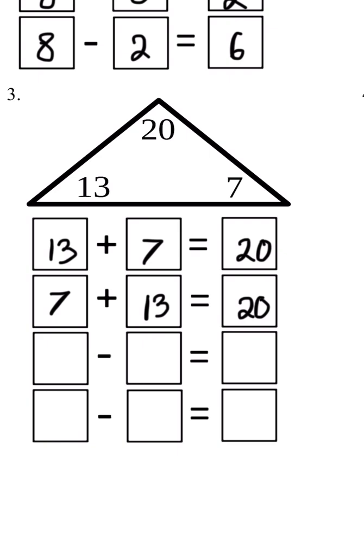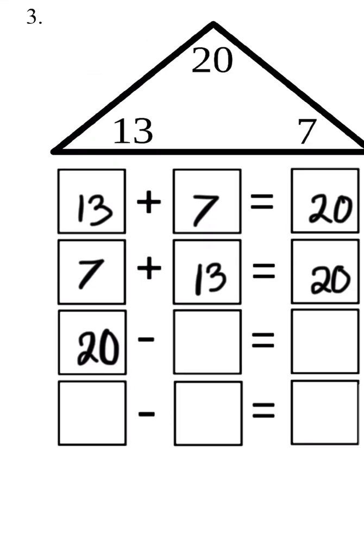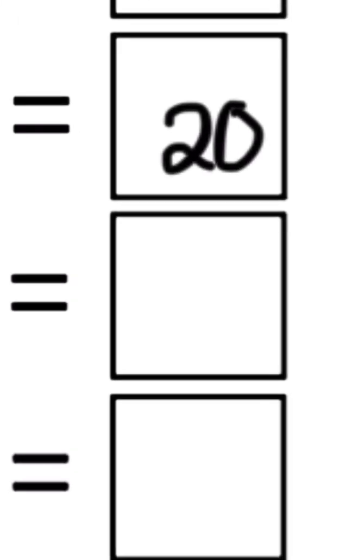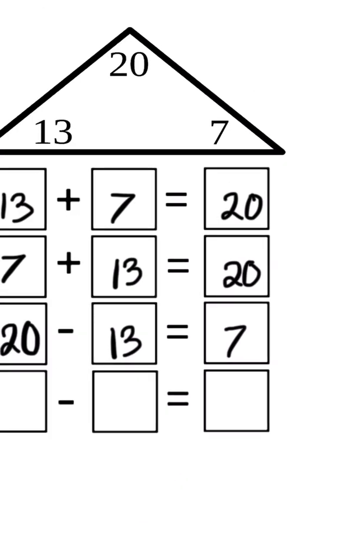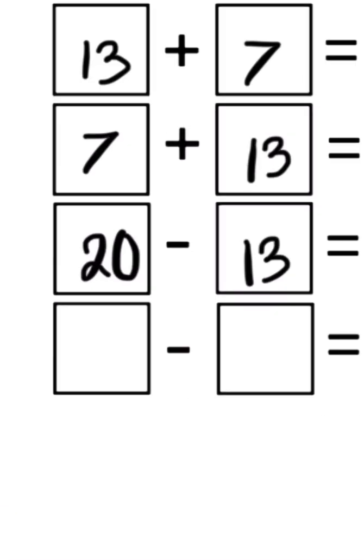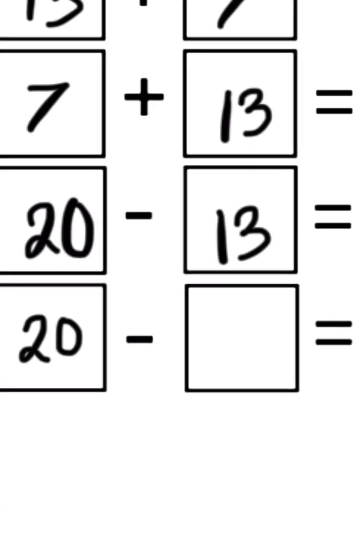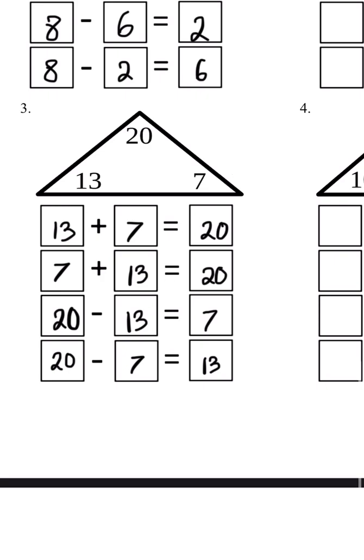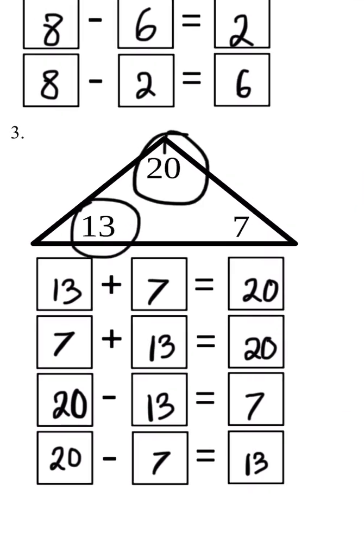And now we need to subtract these numbers from the top number, which is 20. 20 minus 13 is 7, which is corresponding to the number that is on the right side. And 20 minus 7 is 13. So all of these answers are corresponding to the numbers that are written on the triangle.